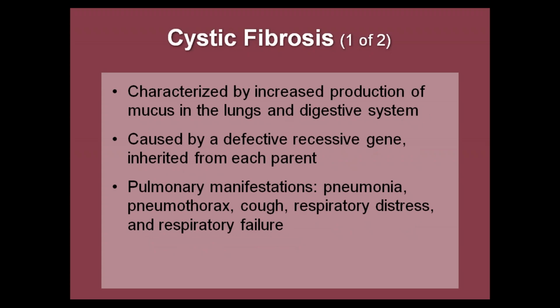Cystic fibrosis is characterized by an increased production of mucus in the lungs and digestive system, caused by a defective recessive gene inherited from each parent. Diagnosed in infants and in young children. They're prone to development of venous thrombus. It could also have pulmonary manifestations of pneumonia, pneumothorax. They could have a nasty cough, respiratory distress, or even respiratory failure.